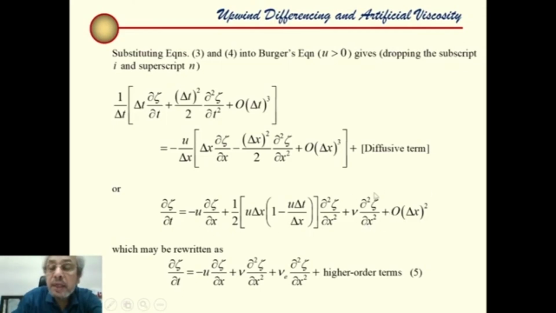The last term, nu del 2 zeta del x2, is basically the viscous term which is already there. We have not disturbed it. We have written that here, nu del 2 zeta del x2. But we have got this additional term while reconstructing the equation, and we are writing this as nu e del 2 zeta del x2.